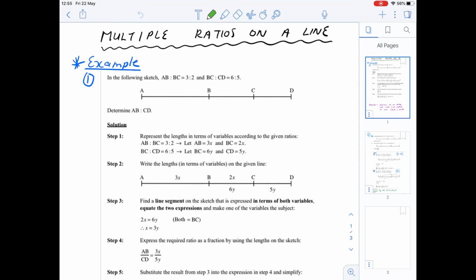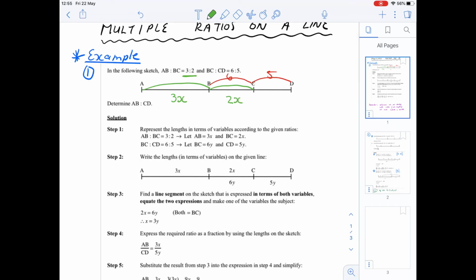In the following sketch, AB to BC is in the ratio 3 is to 2. In other words, AB to BC is in the ratio 3 is to 2. And similarly, we have the ratio BC to CD is 6 is to 5. Now, if you can see here, those are two different ratios, but there's a problem here because we've got 6 and 2 referring to the same line segment BC, and yet they're different ratios. So the first thing that we need to do is identify the fact that they're different ratios.